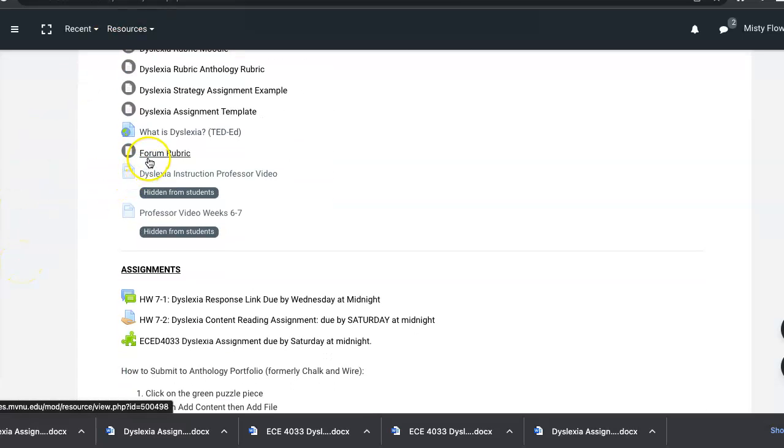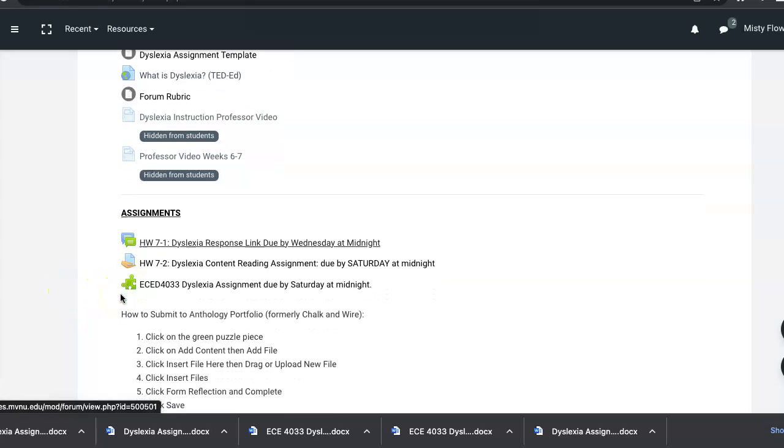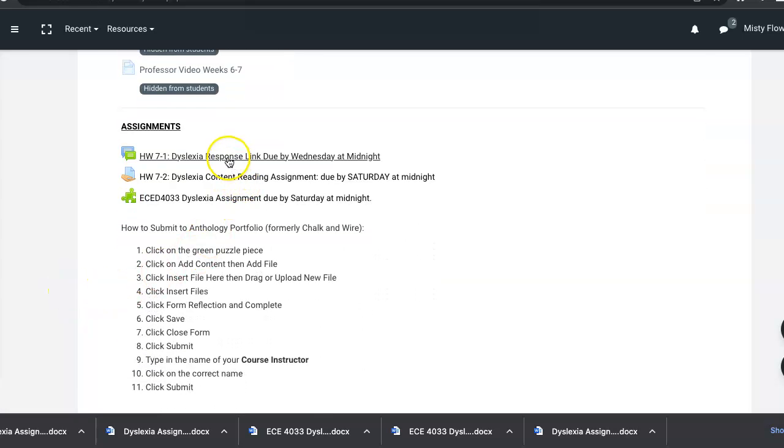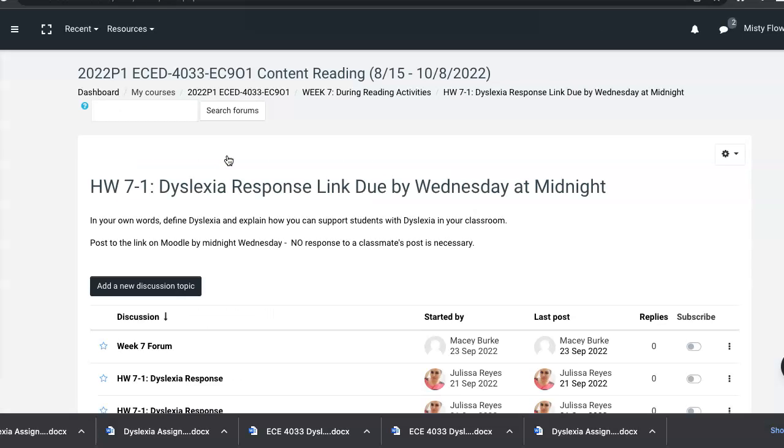Forum rubric. Assignments. In your own words, you need to define dyslexia and explain how you can support students with dyslexia in your classroom. You're not going to respond to classmates this week.